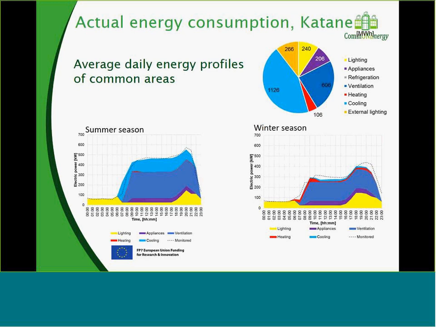Something about the actual energy consumption of Katanet. In these two graphs, we represent the energy consumption during the summer season and during the winter season. As you can see, ventilation has always a strong part in this shopping center. Here I'm talking only about the common areas, which is the area where we were allowed to perform changes and so on. So talking about the common area, this is how the energy consumption is divided between cooling, ventilation, appliances, and so on. As I said, ventilation is the main voice.